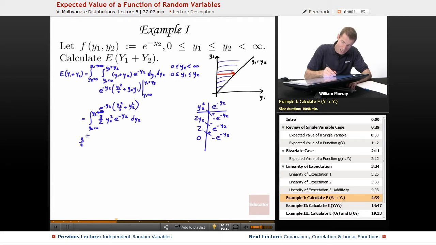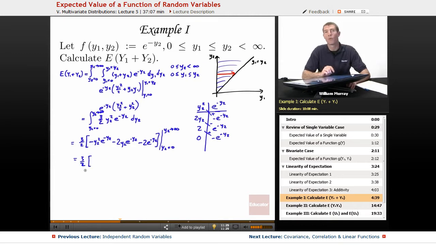So this is 3/2 times y2, well, it's negative because there's a negative there, negative y2 squared e to the negative y2, minus 2y2 e to the negative y2, minus 2 e to the negative y2. And then all of this needs to be evaluated from y2 starting at 0, and then we'll take the limit as it goes to infinity. So let's sort that out. We still got this 3/2.